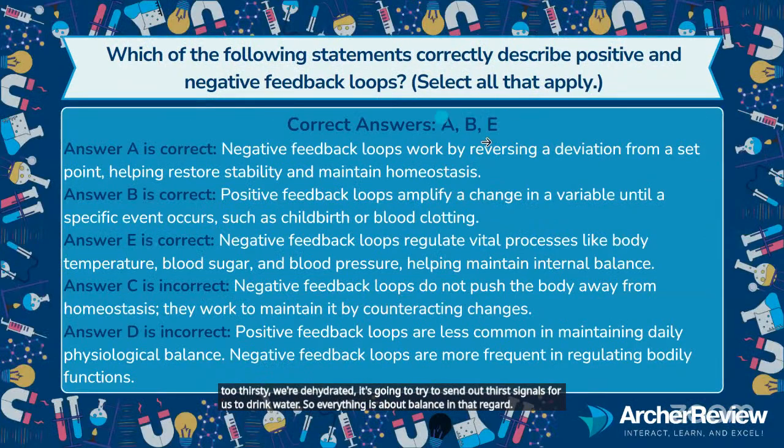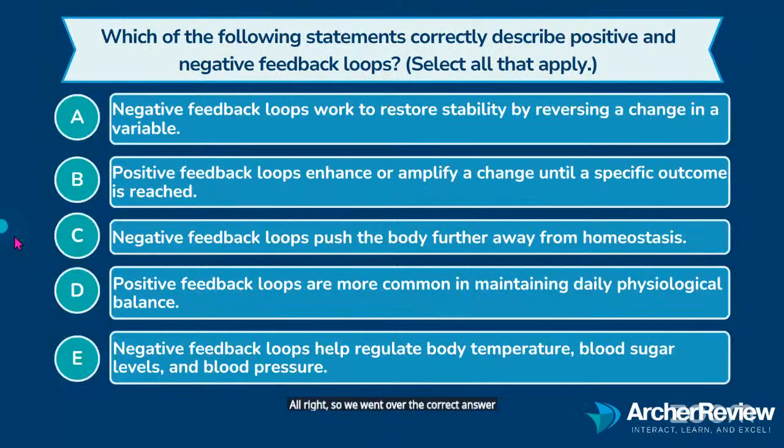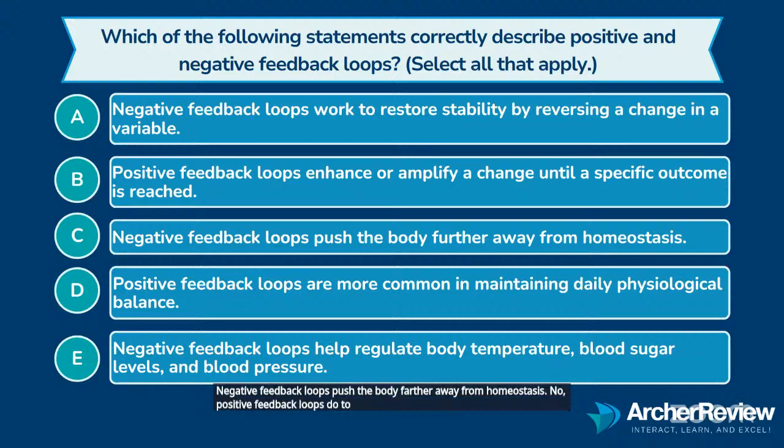All right, so we went over the correct answer. So let's look at C, our incorrect answer. What's wrong with this? Negative feedback loops push the body farther away from homeostasis. No, positive feedback loops do to a set point. Okay, when the baby's born, then that loop is done.